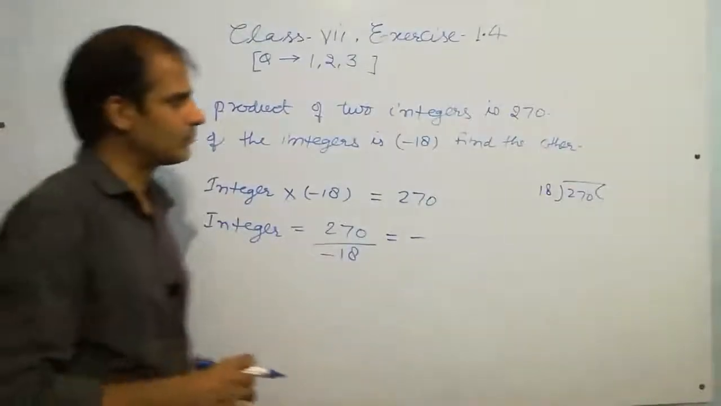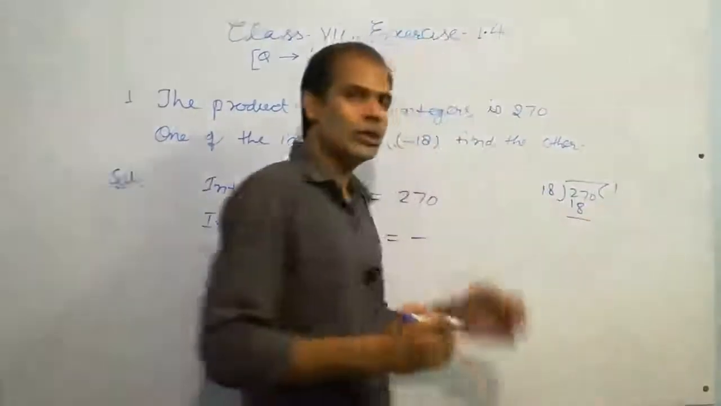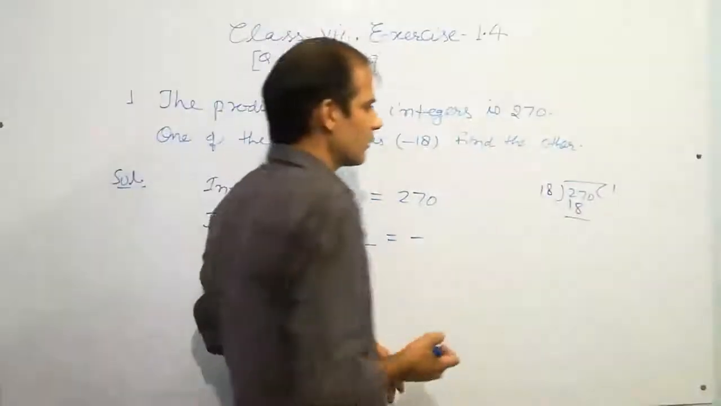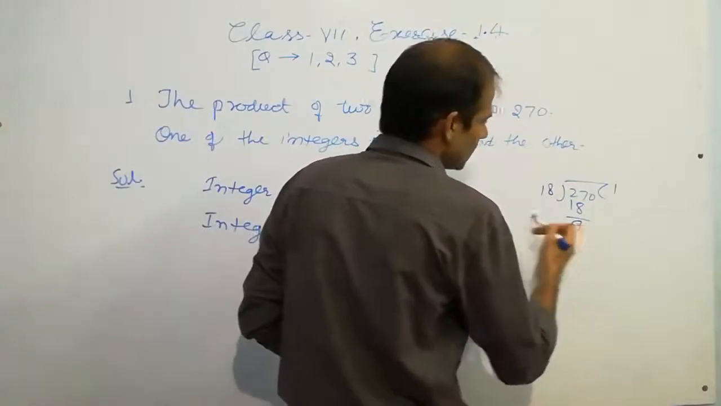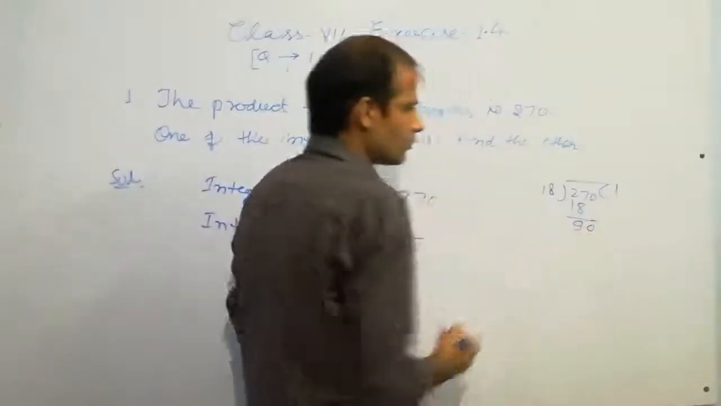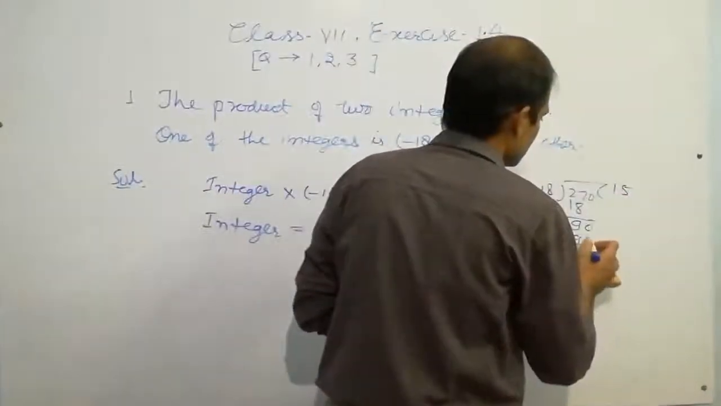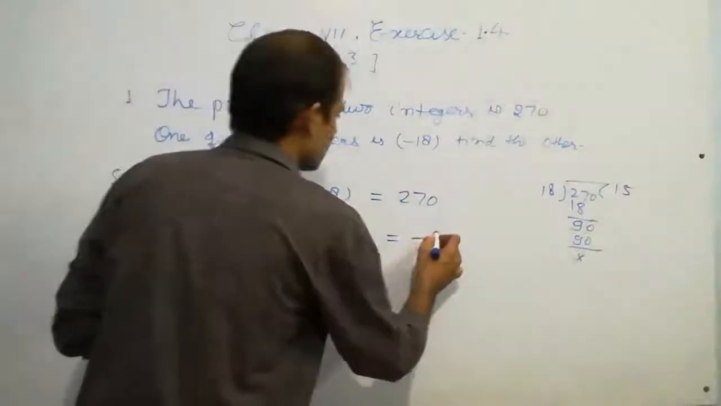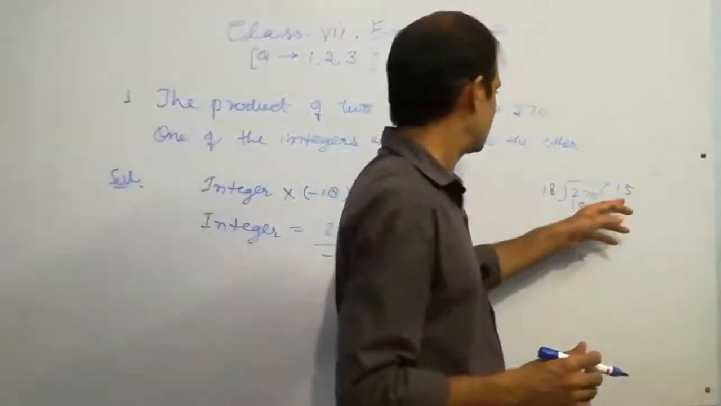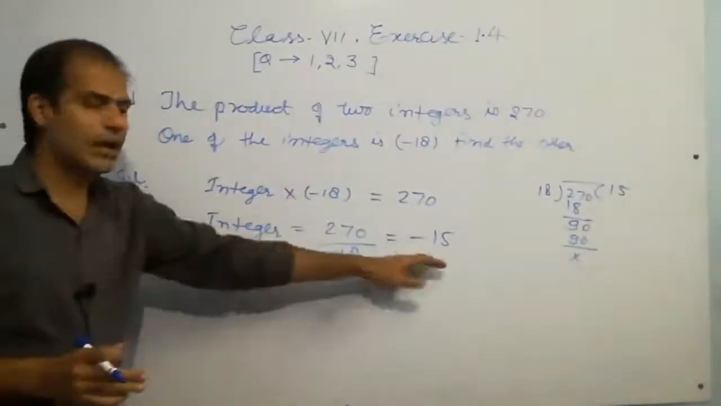Now let's do it. 18 ones are 18, 18 twos are 36, that will be bigger than 27. So we subtract and what is the answer? That is 9. And write this 0. Now in the table of 18, 90 comes 5 times. Now the answer will be 15. So minus 15, let's check it again. So the integer will be minus 15.